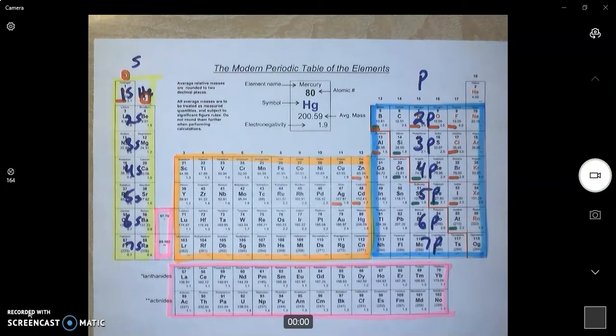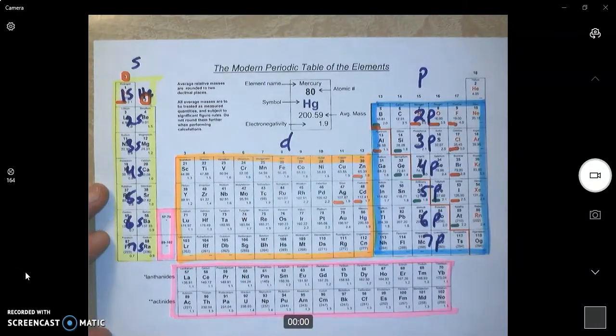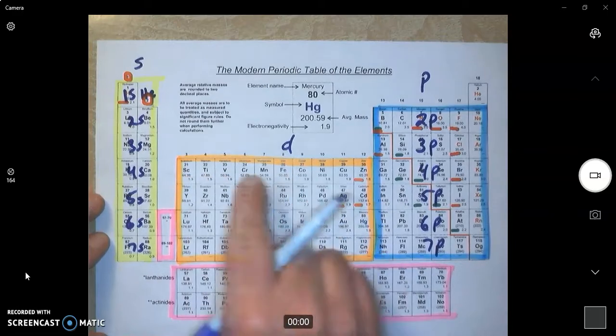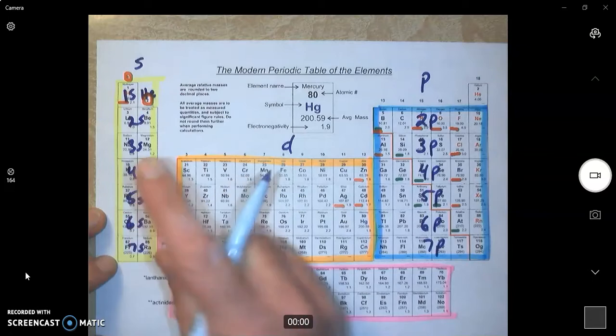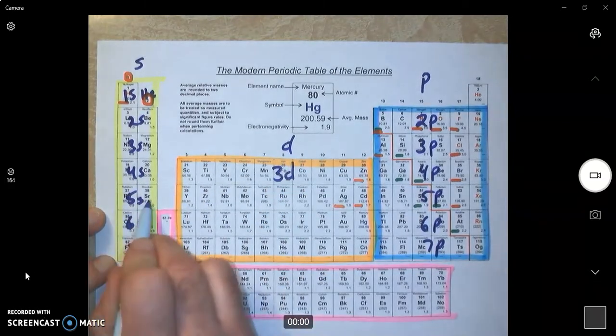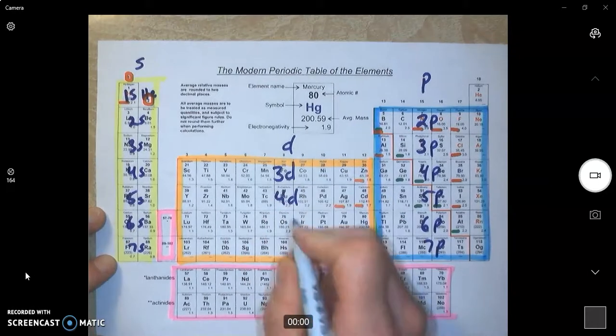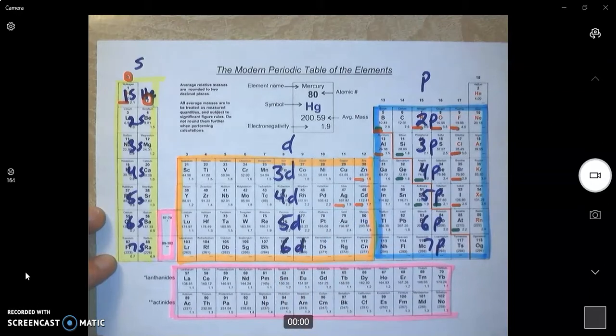Now, as we discussed at the end of the previous video, the D block is our transition metals. They are one behind the row number. So we're in row 1, 2, 3. We're in the 4th row, but we're actually filling in the 3d. We're in the 5th row, but we're actually filling in the 4d. 5d is in the 6th row, and 6d is in the 7th row.